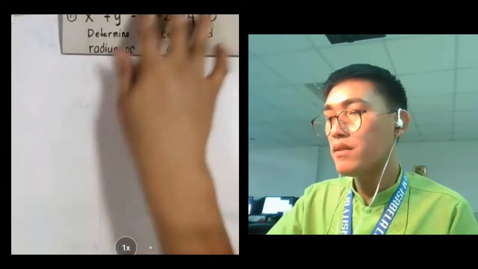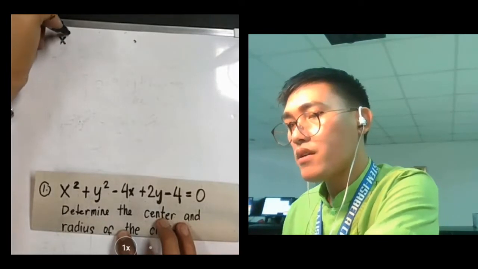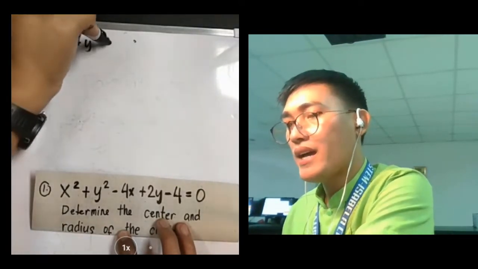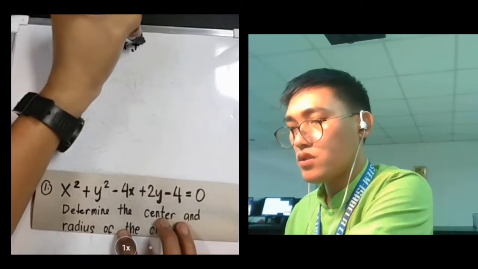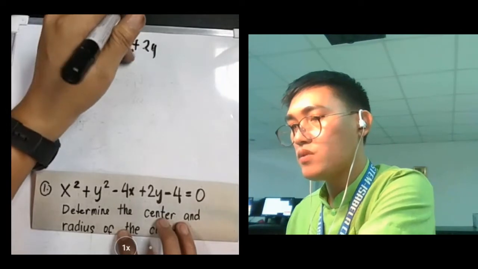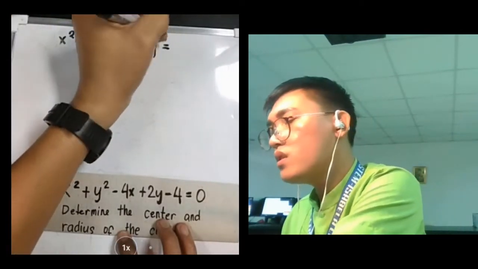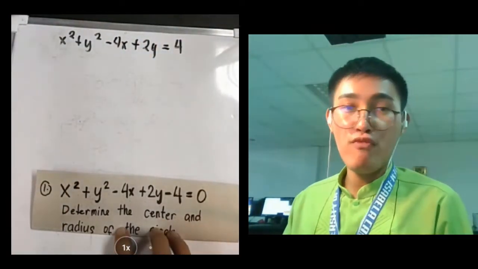That would be x squared plus y squared minus 4x plus 2y is equal to positive 4. So we just applied the addition property of equality there.